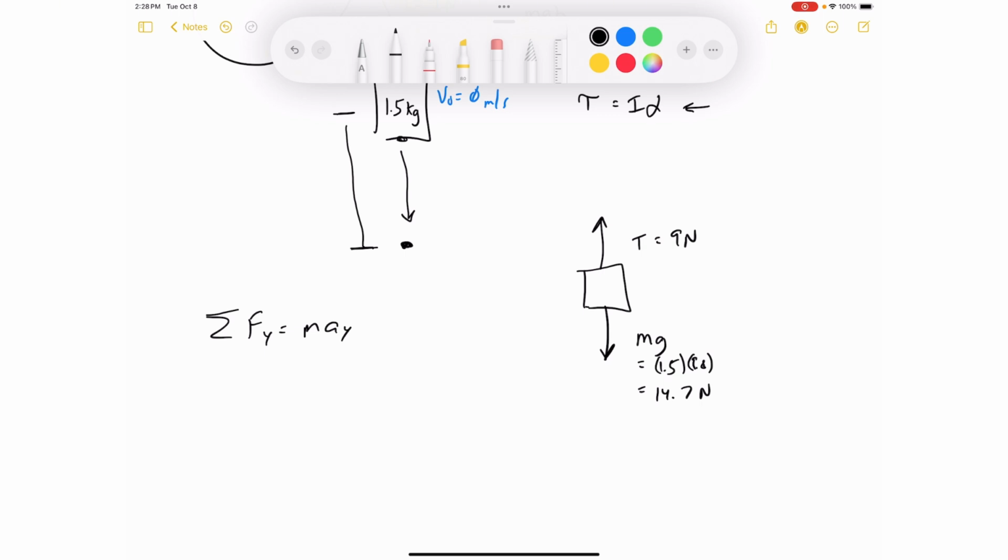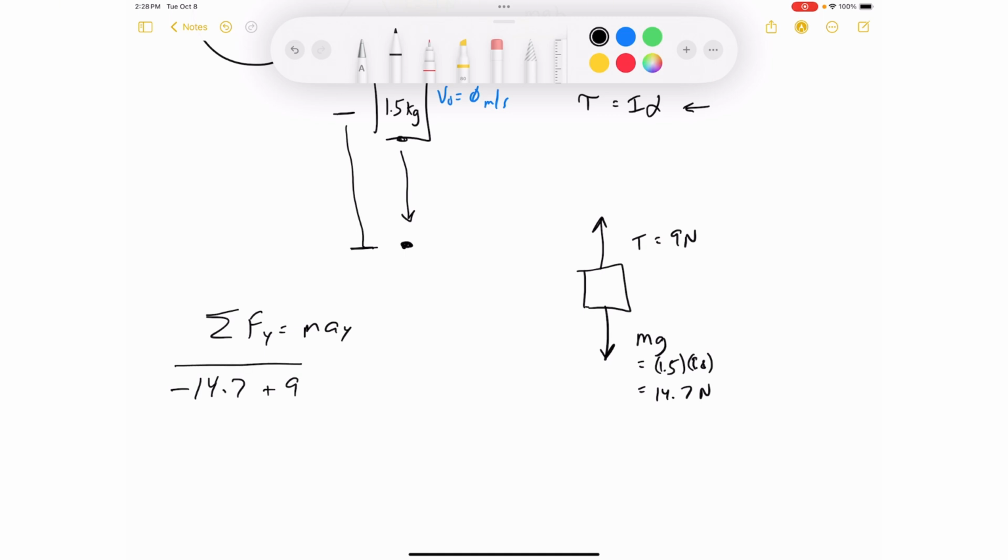So what does that look like? Well, 14.7 is actually going down, so that's technically negative 14.7 because that force is pulling downwards, and then we have a plus 9 newtons, which is pulling up. So we have a plus 9 going up, and a negative 14.7 going down. That's the sum of the forces in y.